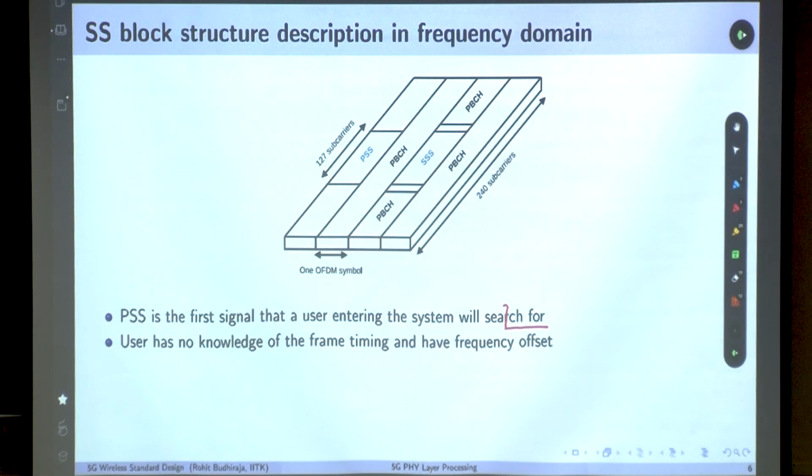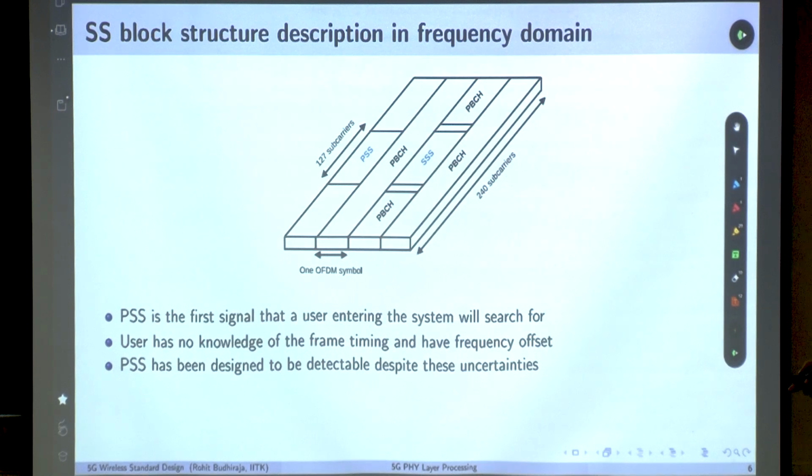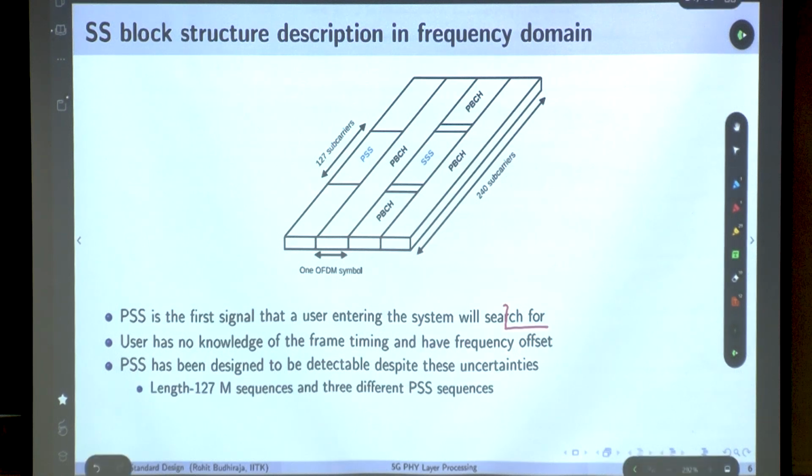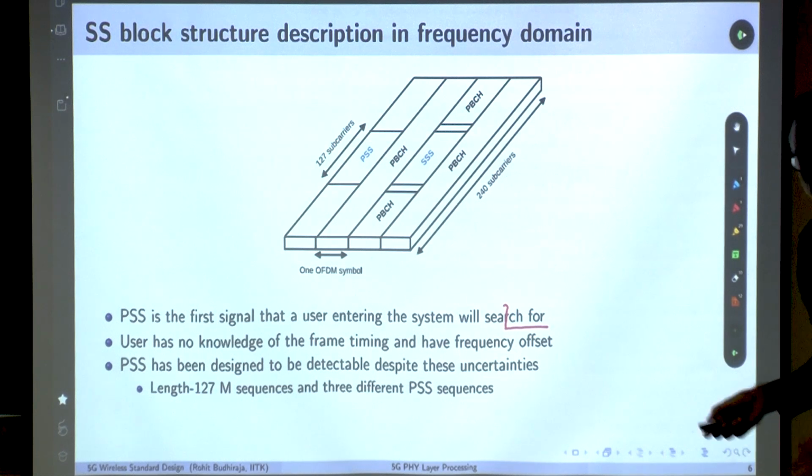So they are well-designed sequences which help the user in downlink synchronization. The primary synchronization signal has been designed to be detectable despite these uncertainties. Look at the problem: the user has to detect this PSS, and only then can it enter the network. They have been designed very carefully so that the user can detect them even though it doesn't know the frame boundary or the frequency offset. And the PSS is of 127 length, you see this.